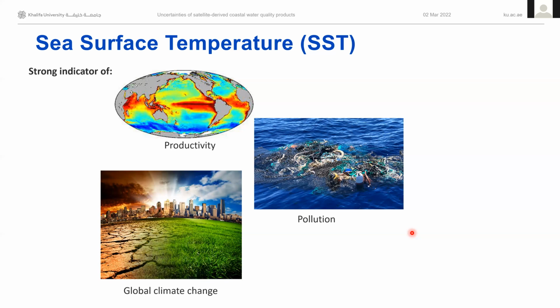But it's very tricky because we need first to sort out the uncertainties of the sea surface temperature itself before deriving conclusions for the climate change.